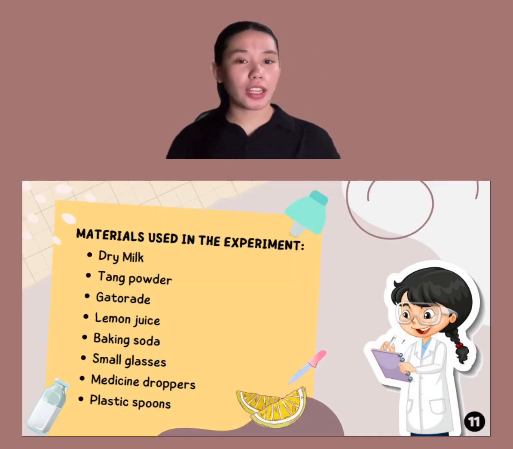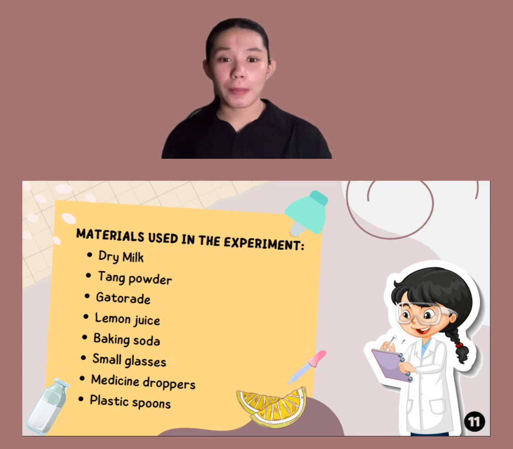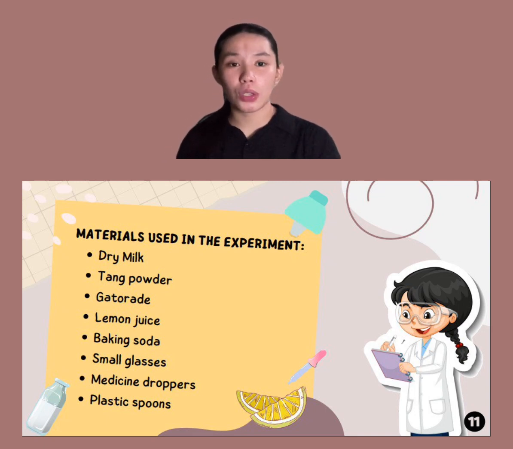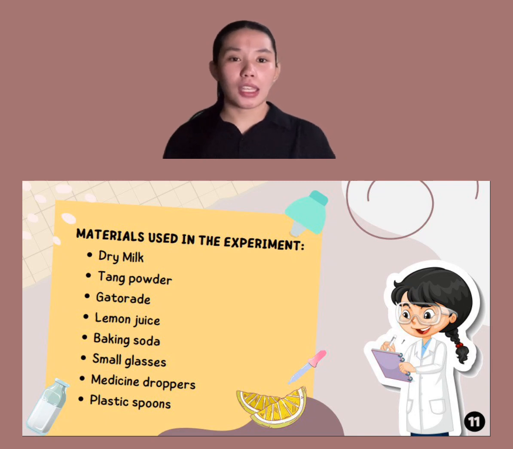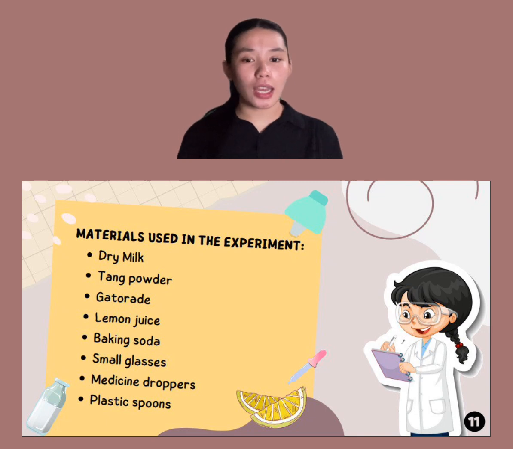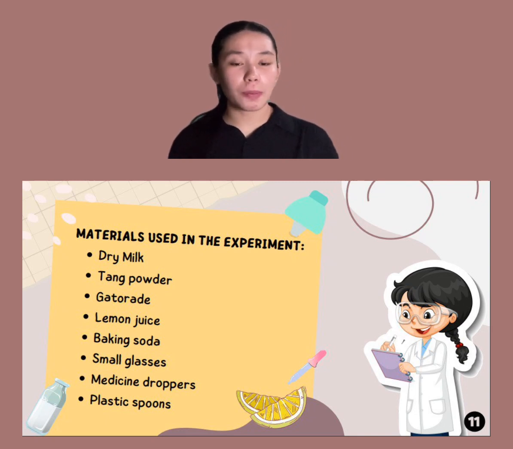The materials used are dry milk, Tang powder, Gatorade, lemon juice, baking soda, small glasses, medicine droppers, and plastic spoons. The dry milk, Tang powder, and the Gatorade are the buffers. Then the sodium bicarbonate, or the baking soda used in the experiment, acts as the buffering agent. It is a naturally occurring buffer that is a component of your body's acid-base balance, which preserves appropriate pH levels. When baking soda is combined with an acid, it becomes active. In our experiment, we combined baking soda with an acidic element, the lemon juice, to activate it.